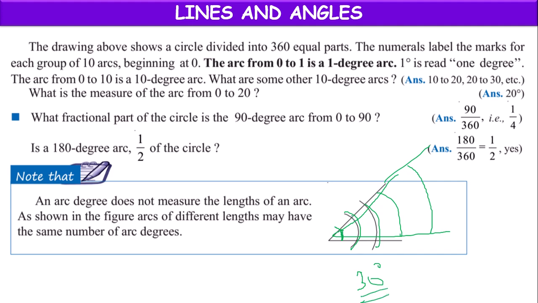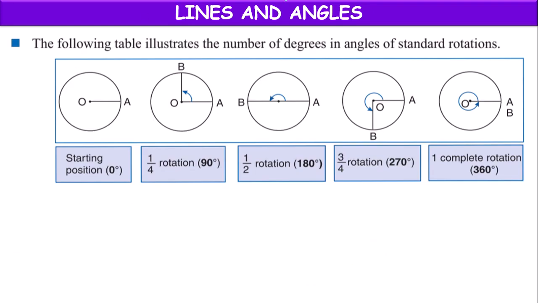Smaller arc, bigger arc, longer arc, it doesn't matter, because all the arcs are representing the same opening of the arms, they all represent only one value, one size. So they do not measure the length of the arc. Next slide.